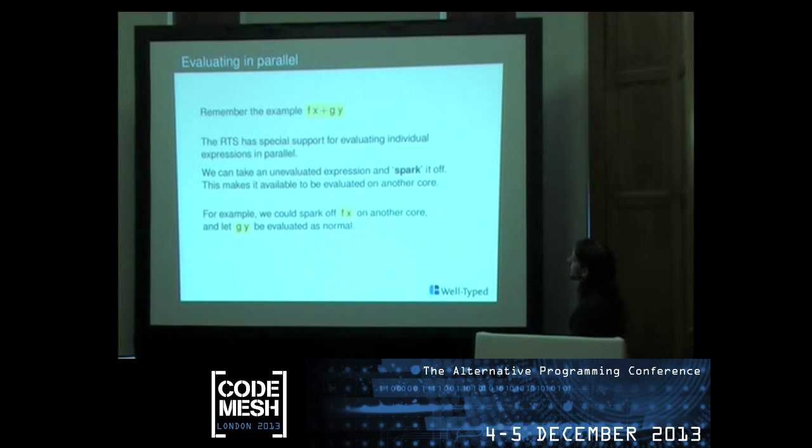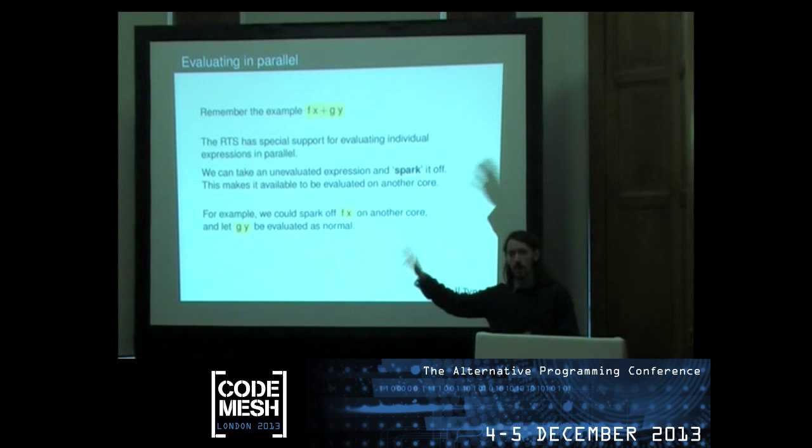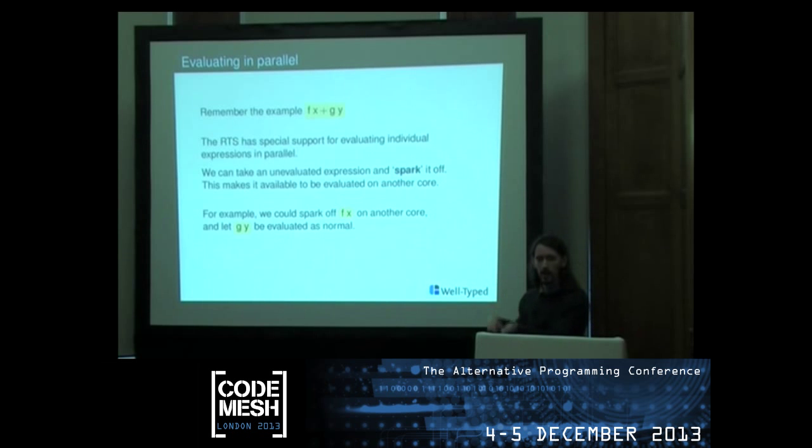So, how might we evaluate this in parallel? The runtime system has some special support for evaluating individual expressions in parallel with whatever else it's doing at the time. So we can take some unevaluated expression, like f of x here, and we spark it off. And what that means is that expression becomes available for the same core or maybe another core to take that unevaluated expression and evaluate it. And if you do that on another core, then you've achieved some parallelism, right? So we might spark off f of x onto another core and have that evaluated elsewhere, and then on the core that we were running on already, continuing evaluating g of y. And there we've achieved some parallelism.